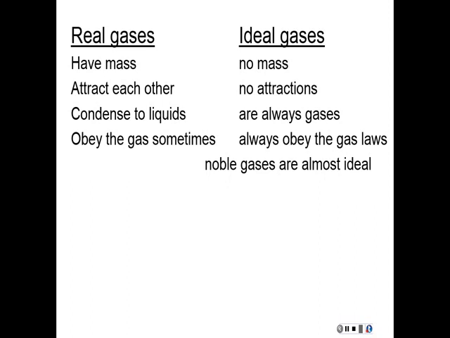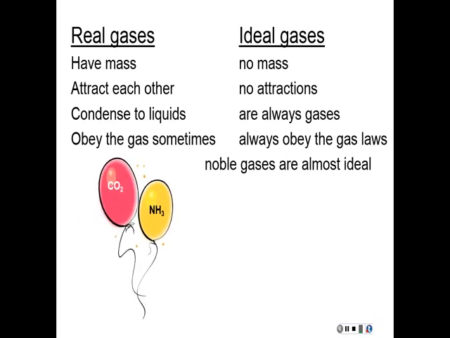Now for ideal gases, the noble gases are closest to ideal. Probably helium is the most ideal of all of them. And so here are a couple of examples of real gases, CO2 and ammonia. And here we have a couple of noble gases, neon and helium.